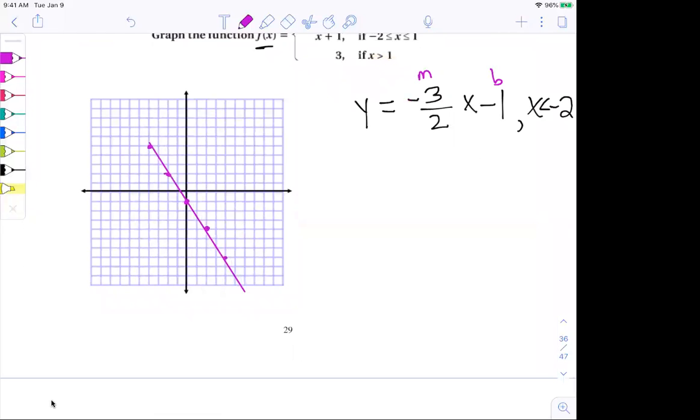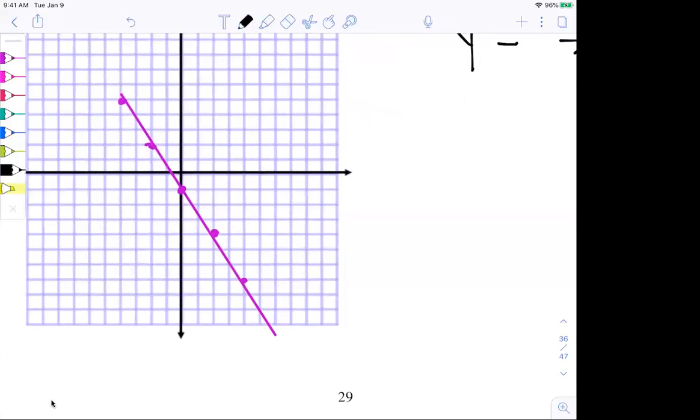Now here's where the piecewise function comes into play. There's this domain listed next to it, and that domain says we want the values where x is less than negative 2. So I'm not going to use this whole line. Instead, I'm going to use a piece of the line. So in my line, I need to first go to where x is negative 2. On your graph, I'm going to go where x is negative 2. Right here's negative 2.